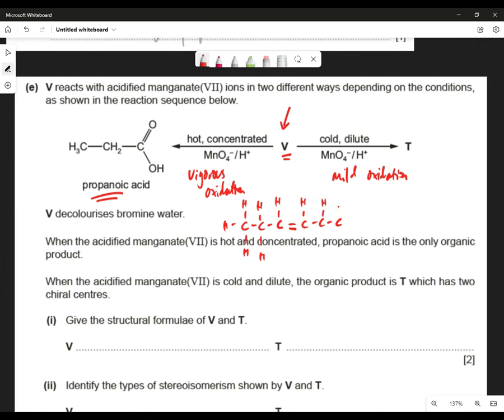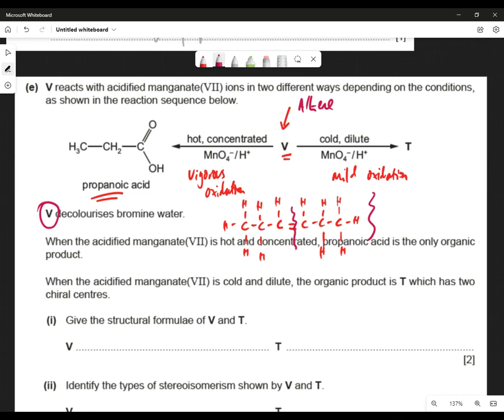Hexene would give me one product, propanoic acid, all right, because it would split right in the middle there, and it would give me propanoic acid. All right, I'm going to guess that's all. Obviously, V is going to decolorize bromine, so let's pretend I haven't done this yet. V decolorizes bromine. Yeah, of course it does, because it's an alkene, and this is oxidation of alkenes, isn't it?